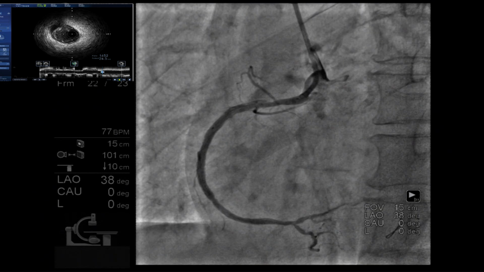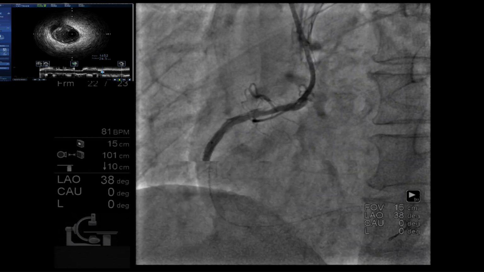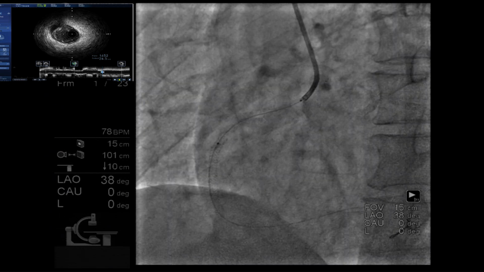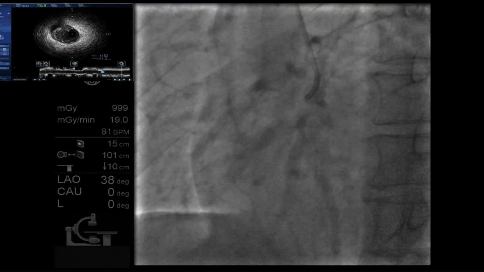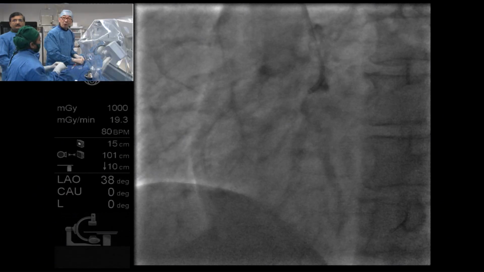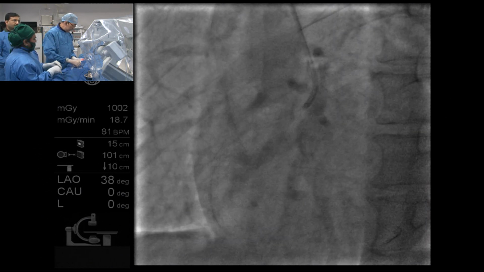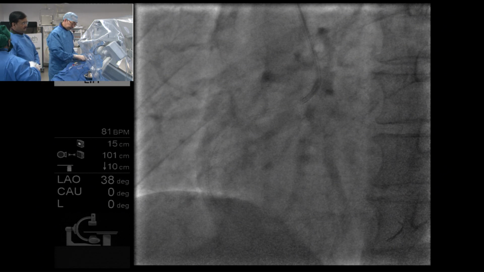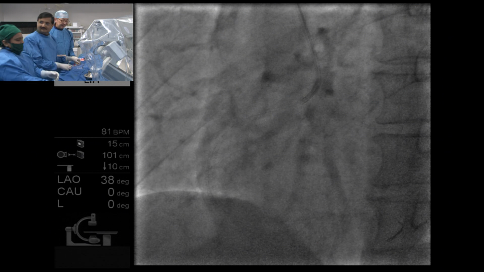So the next one will be 32, right? This is 38, so 32? 3.5 by 32? Don't look at the dissection, it's bad. By IVUS it was 4.0, isn't it? The proximal was 4.0. I forget the IVUS now. So let's go 4.0 by 32. Looks good. I just didn't want you to post dilate with 4.0 afterwards. That's why.